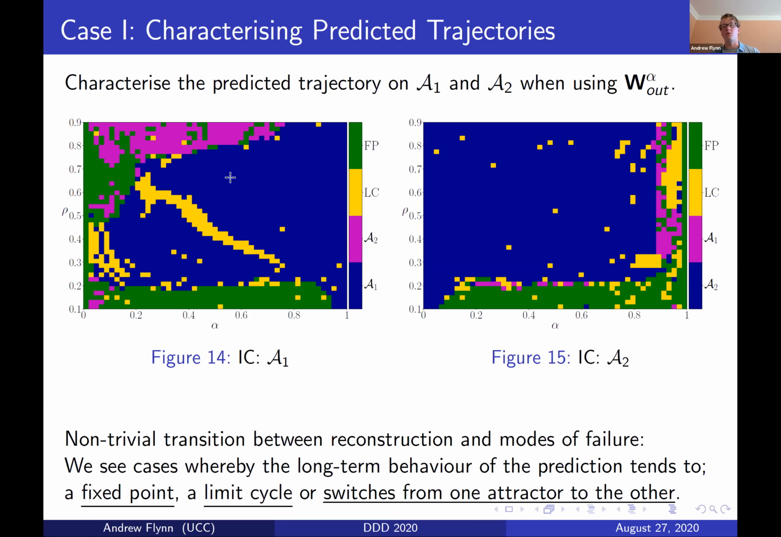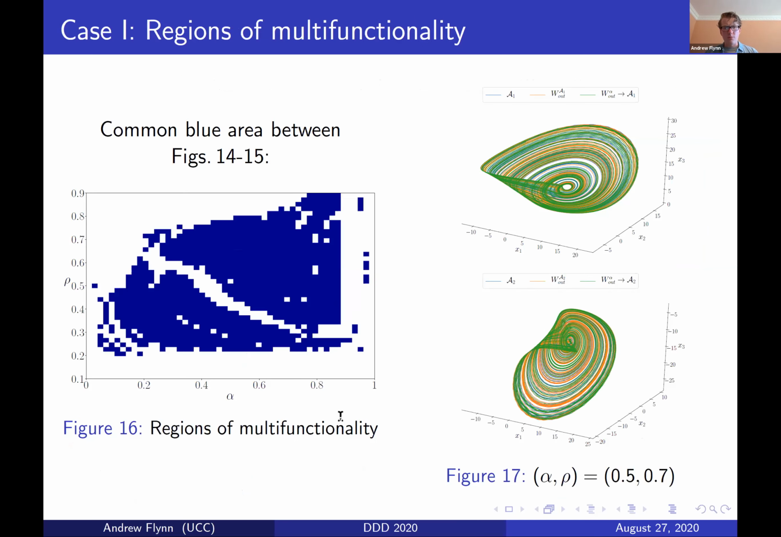And so I've put far too much weight on the other attractor, essentially, and the reservoir can't distinguish between them. If the point is yellow, it means that the prediction has fallen towards some limit cycle. And if the prediction is green, the prediction has fallen towards some fixed point. So from the grand scheme of things, we have some non-trivial transitions between reconstruction and modes of failure.